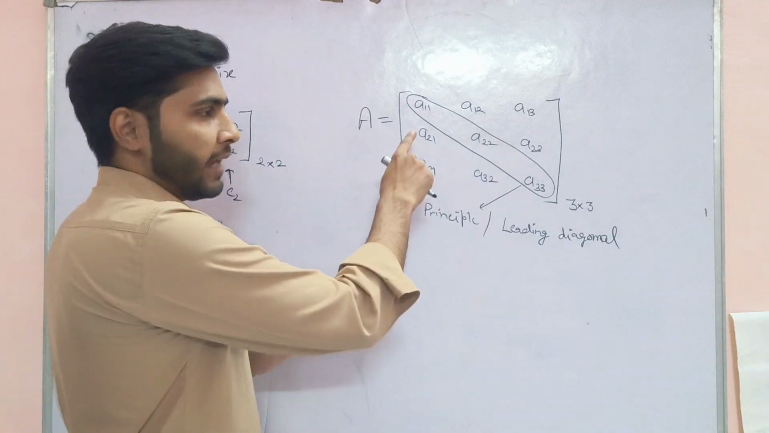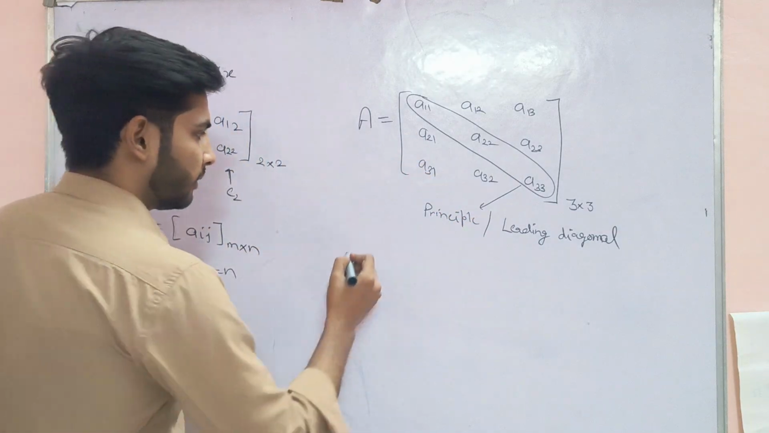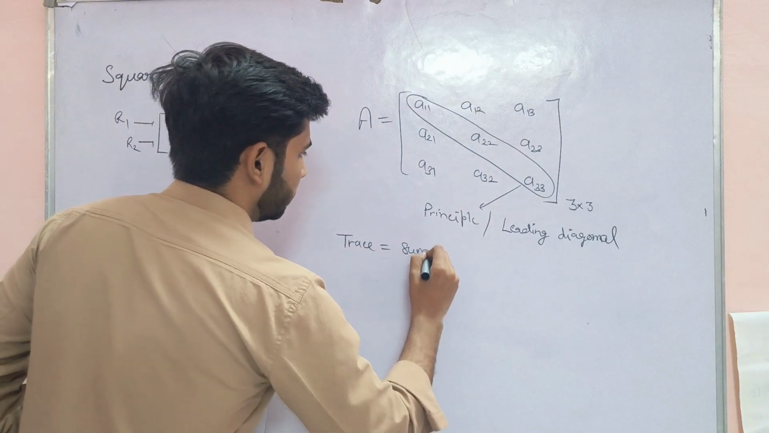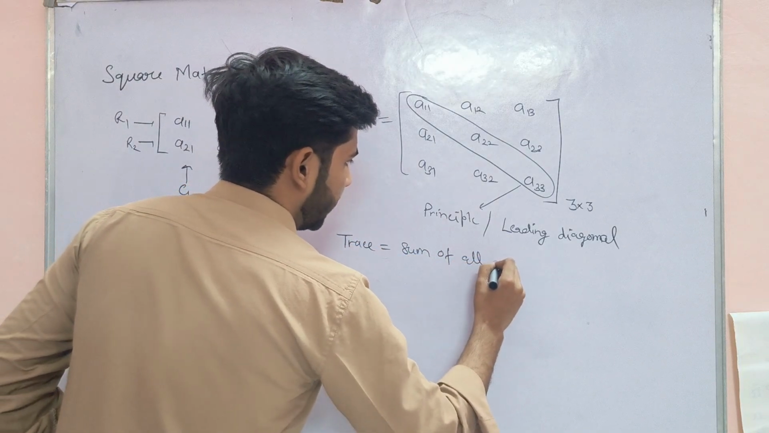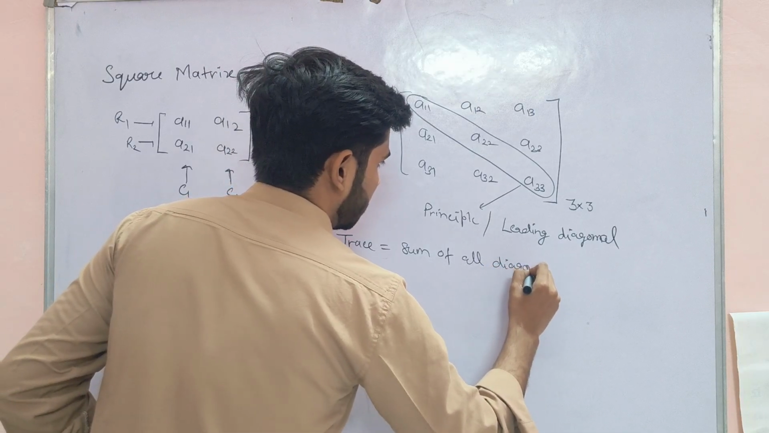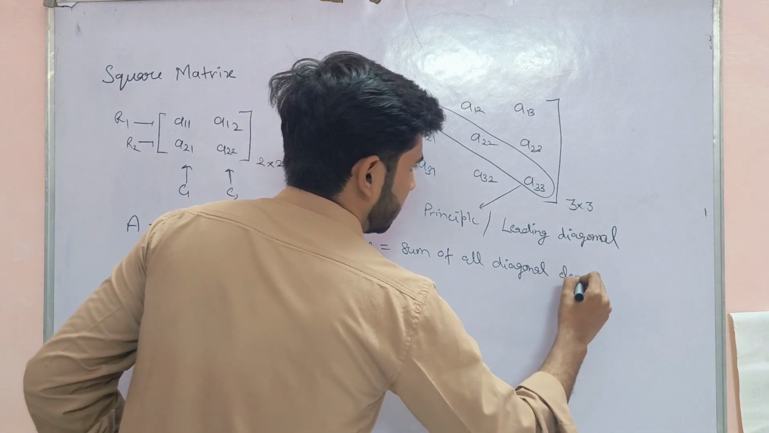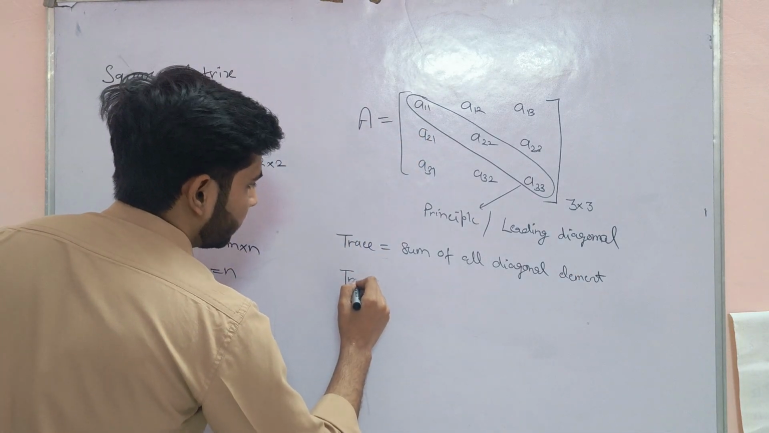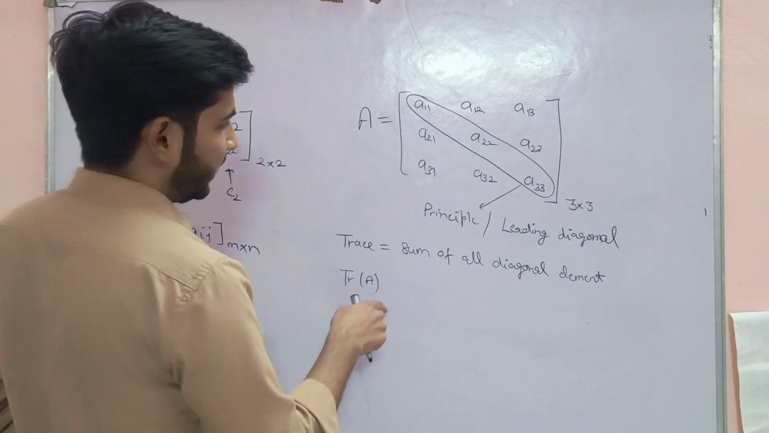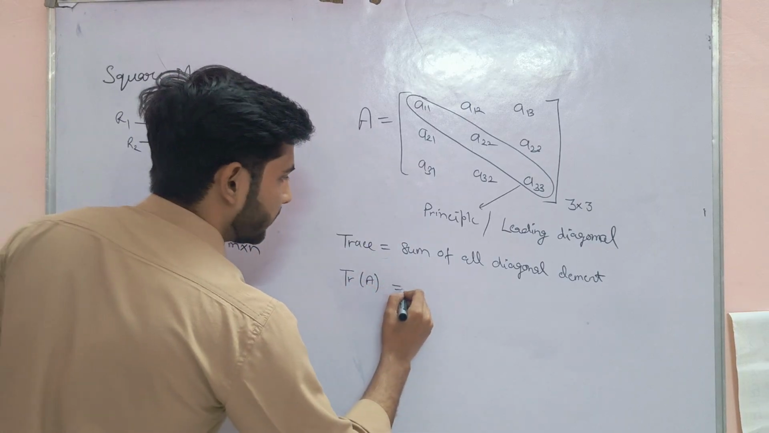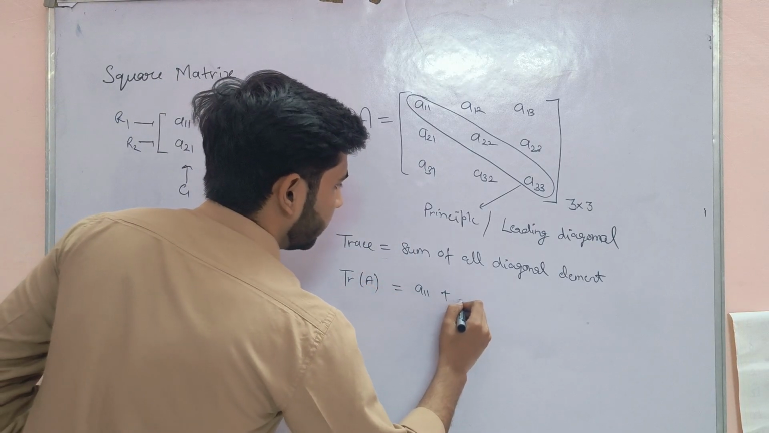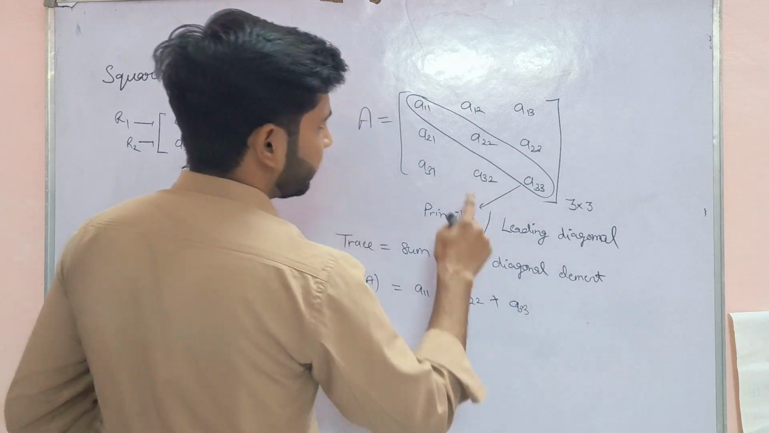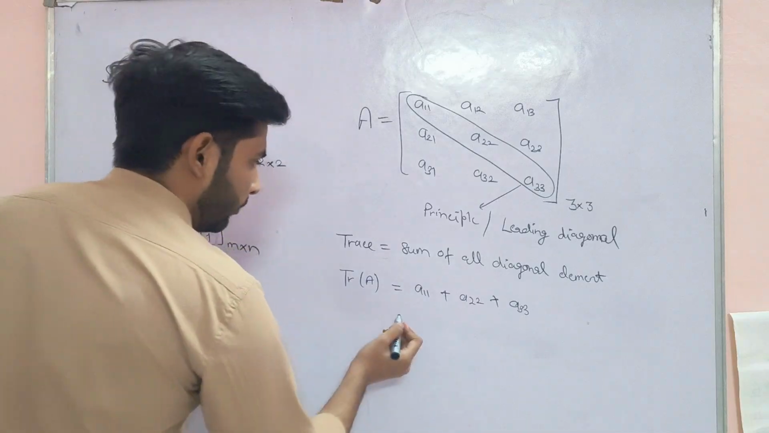If we add the diagonal elements, we will get the trace. So what is trace? Sum of all diagonal elements. We can write it as trace A. We take trace A equal to A11 plus A22 plus A33, the sum of all diagonal elements.